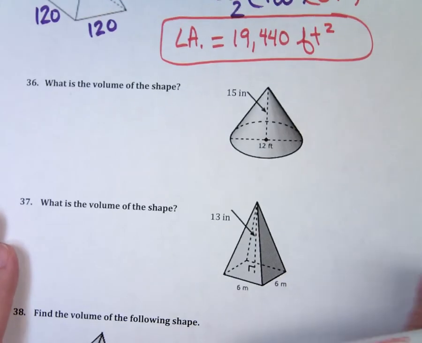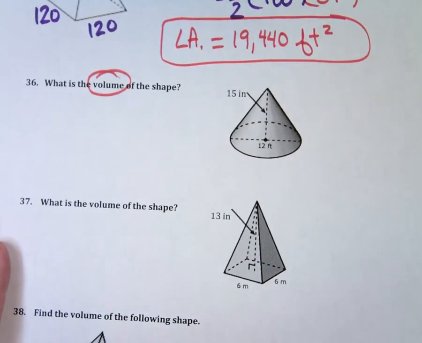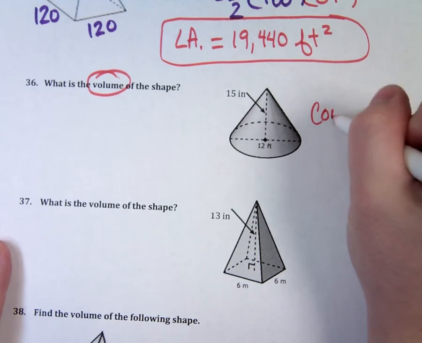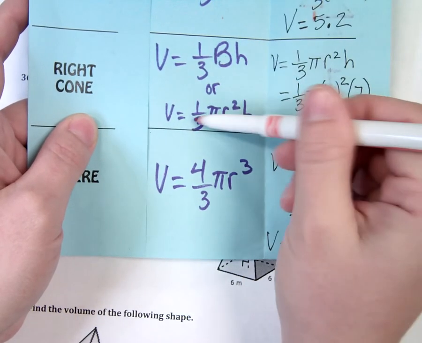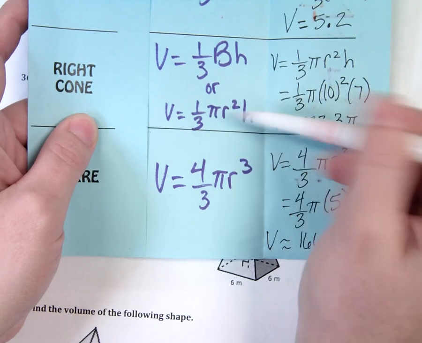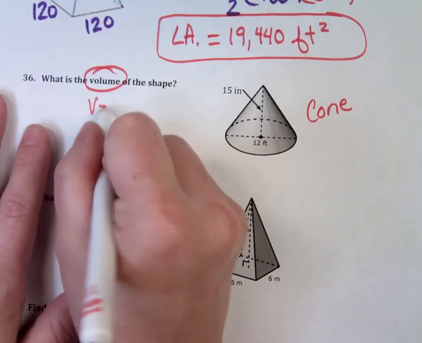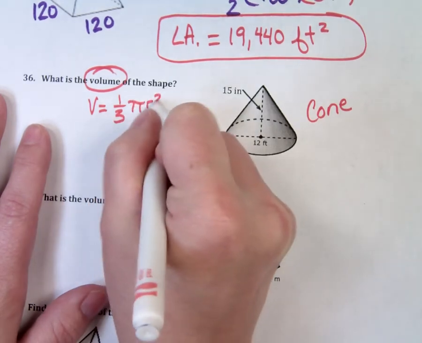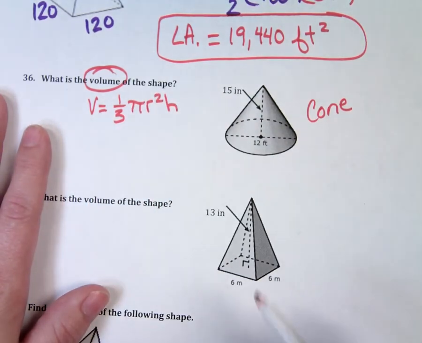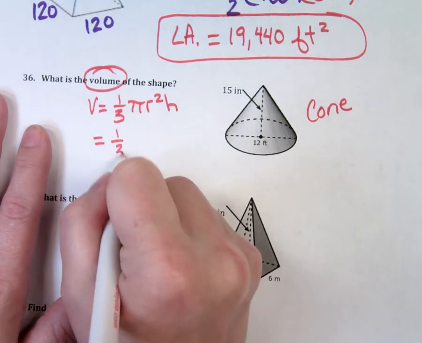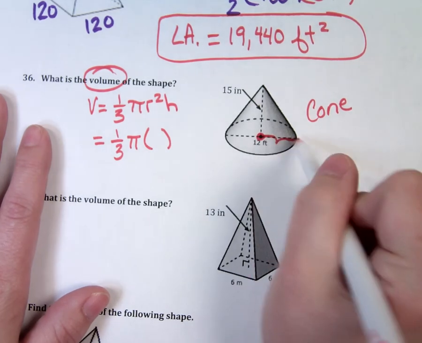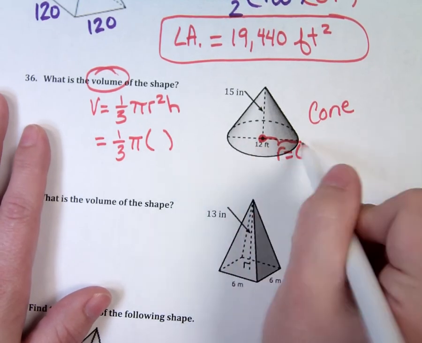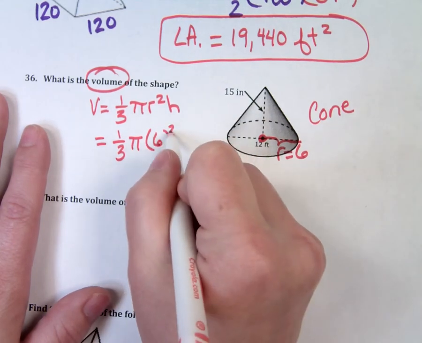Okay, next one. It wants the volume of the shape. So what shape is that? It's a cone. Okay, so let's look at our cone. And the formula for volume of a cone is 1/3 capital BH, but I can use this one right here, 1/3 pi r squared h. So volume is 1/3 pi r squared h. And we need to know the radius, so 1/3 pi. And then what's our radius? Well, the radius would be 6. Because 12 is all the way across, that would be the diameter, so the radius is half that. It's a 6. Don't forget to square it.